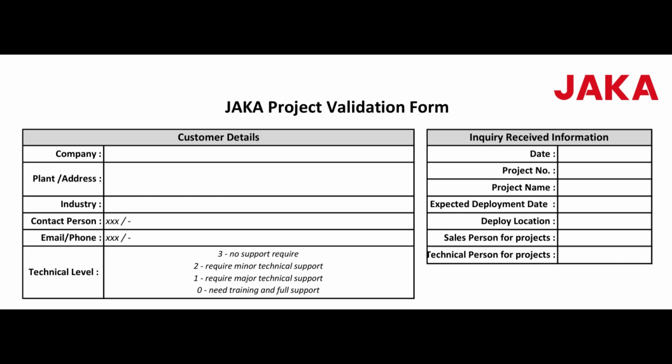Technical level defines expected support scope. Level 3 means minimal support needed. Level 2 means minor technical support. Level 1 means major support for setup and programming. Level 0 means training and full support.